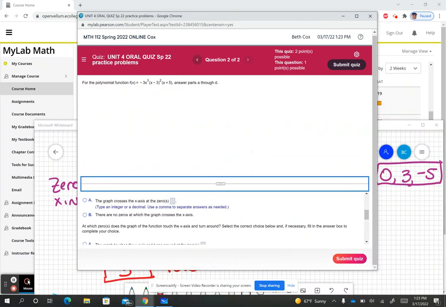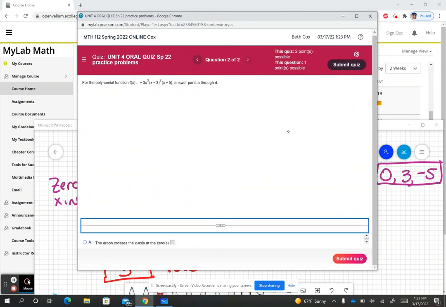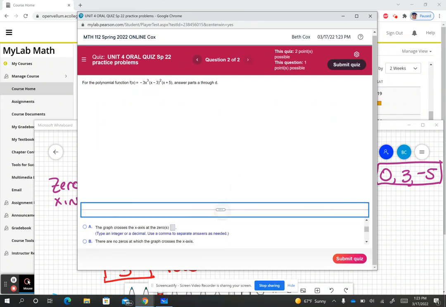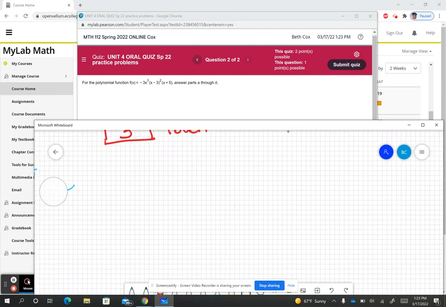All right, so now let's keep going. The next question is, well, MyLab's very difficult sometimes. The next question is the x-intercepts. So we'll do the x-intercepts. The next question is the y-intercept.